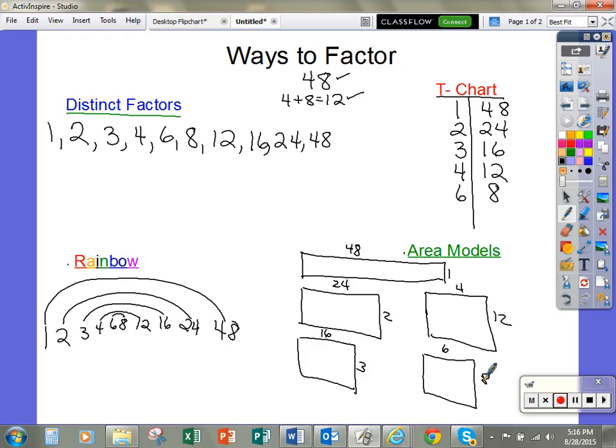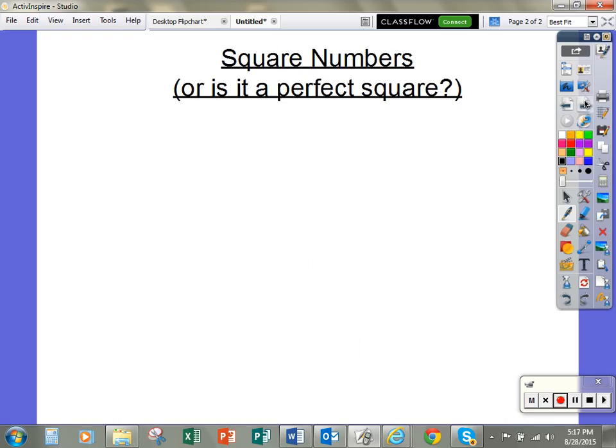The other thing that you can use factoring to do is find out if a number is a perfect square or if it is a square number. Now, 48 did not have a number that was listed on both sides of the T-chart or a single number on the rainbow method. Let's take an example that is a square number, such as 16.